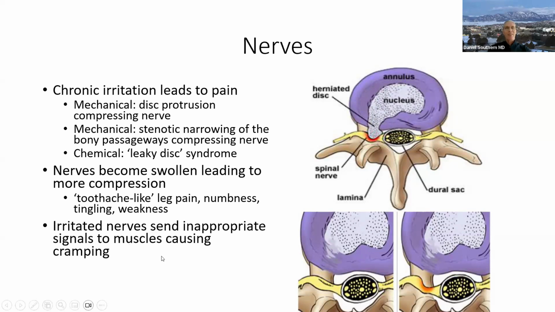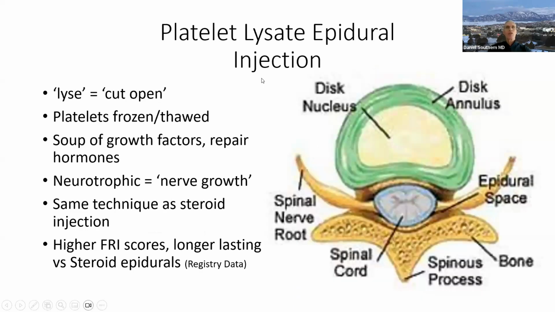Irritated nerves send inappropriate signals to muscles, causing muscle cramping, and that's one way a doc knows immediately that it's the S1 nerve and not the L5 nerve, depending on what muscle in your calf is cramping. How do we deal with that?